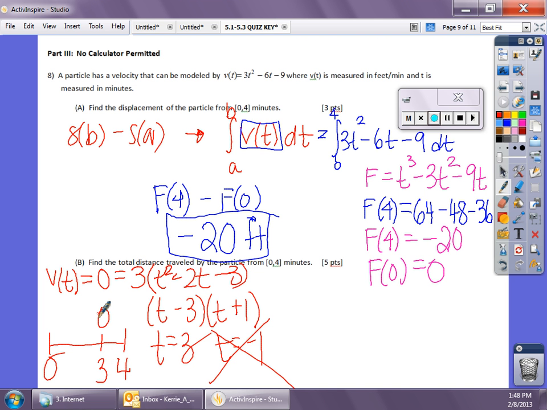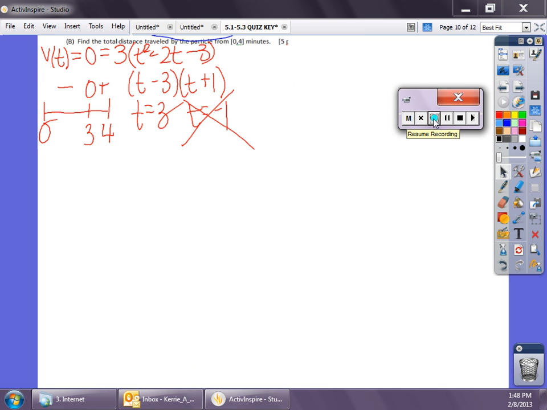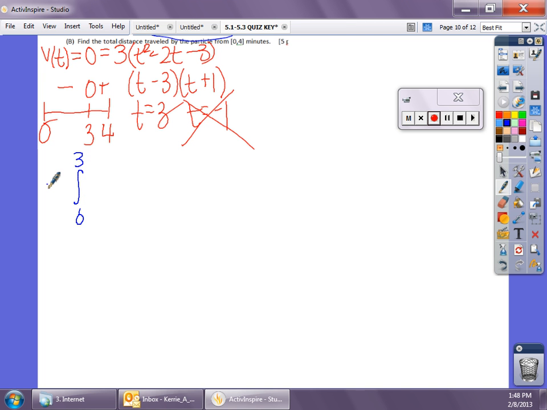Here's 3. The velocity at 3 is 0. The velocity before 3, so 2, would be negative. The velocity after 3, any number after 3, becomes positive. So to find my total distance, I'm going to take the integral from 0 to 3, which is negative, so I'm going to subtract the negative integral. That's how you do total distance.